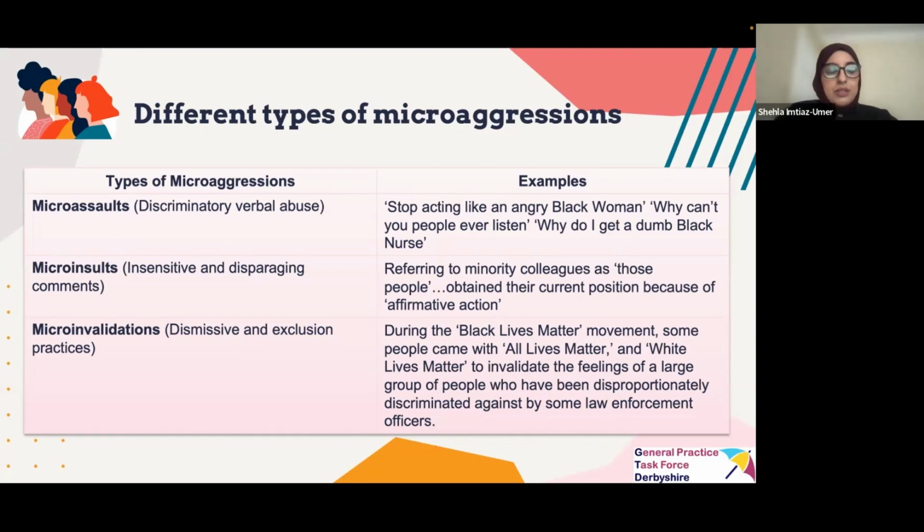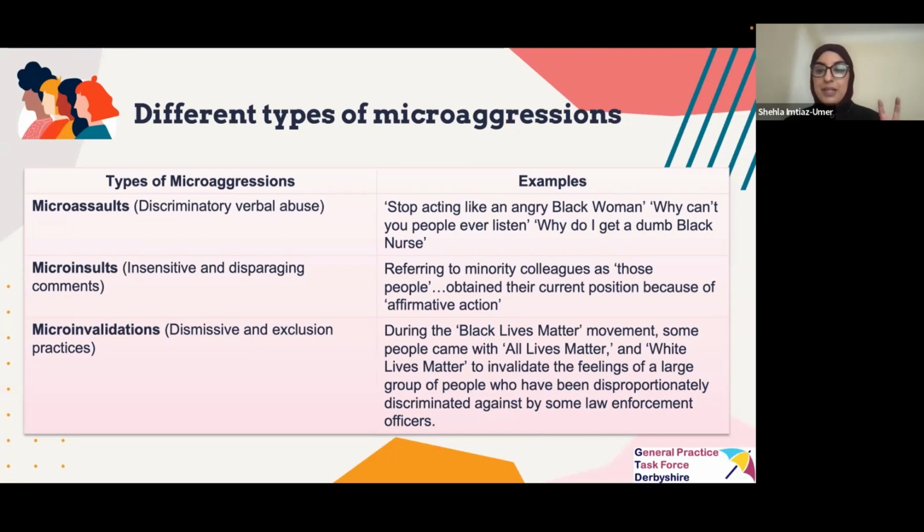And micro insults are insensitive and disparaging comments, so they're not necessarily an assault, but they will be an insult. So referring to minority colleagues as "those people", and potentially suggesting that they've obtained their current position of leadership or progression through their career because of affirmative action, at the detriment of the dominant identity within that group.